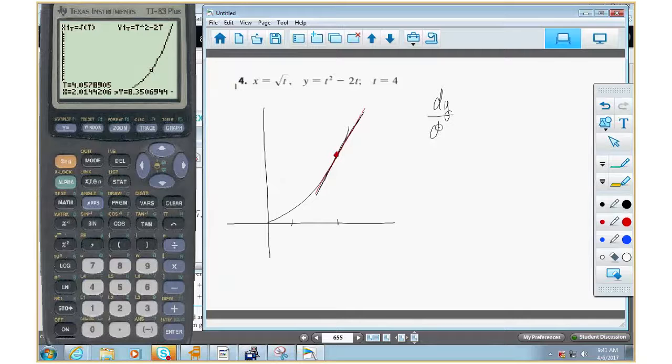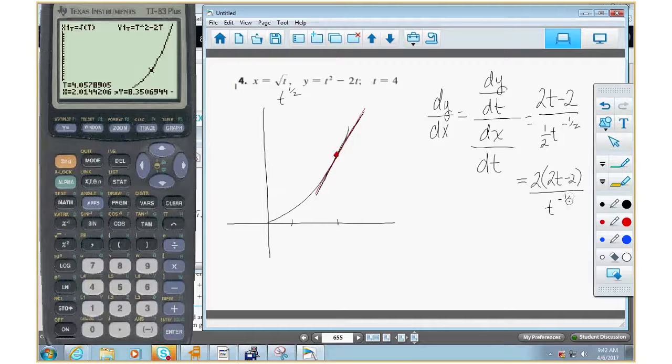So dy over dx equals dy over dt divided by dx over dt. And that's going to be, our derivative of y is going to be 2t minus 2. And our derivative of x, or t to the 1/2, is what? 1/2 t to the what? Yep, 1/2 t to the negative 1/2. So, first of all, let's simplify that and multiply by 2 over 1 up here, right? When you divide a fraction by a fraction, you multiply by the reciprocal, so that'd be 2 times 2t minus 2 over t to the negative 1/2, right?